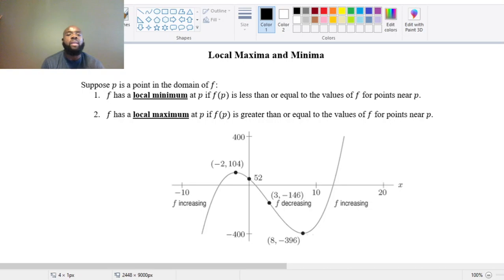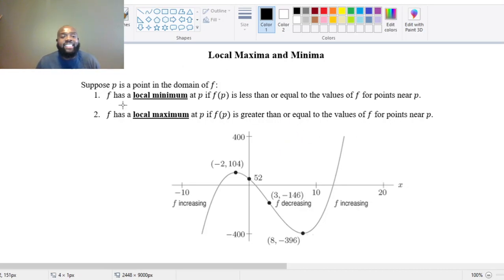But it says, suppose P is a point in the domain of F. So P is a point in the domain. Remember, your domain is the set of all input values where your function is defined. And so P is like an input value where your function is defined. F has a local minimum at P, so your input value P, if the function evaluated at P, the output F of P, is less than or equal to all the values of F near P, right?